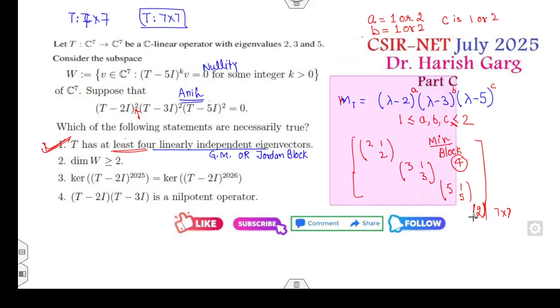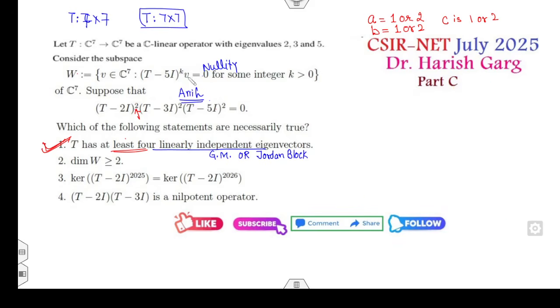Let's now see the second option. The second option is the dimension of the W. That means your target is to find the nullity of the W. That's what you have to do. Now, how can you think about the nullity? I think it's very simple. Why? Your target is to find the t minus 5i to the power of 0. Basically, it means they are talking about the generalized eigenspace corresponding to the eigenvalue 5.